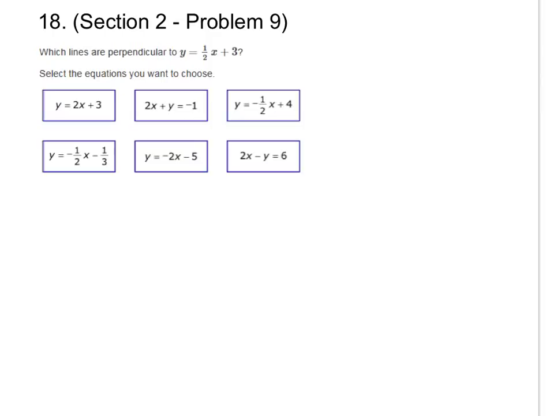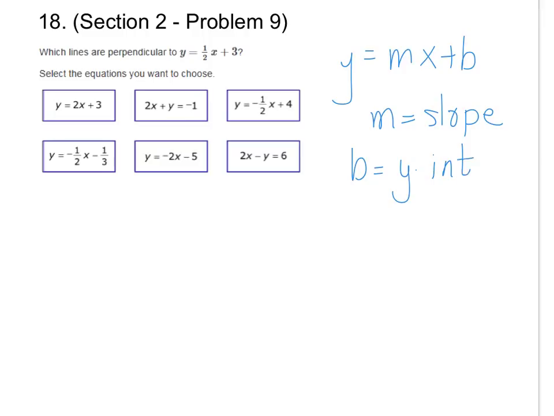So the question says, which lines are perpendicular to y equals 1/2 x plus 3? Select the equations you want to choose. So first, the given equation, which is right here, this is in slope-intercept form. Slope-intercept form is y equals mx plus b, where m is your slope and b is your y-intercept, where the graph crosses the y-axis.